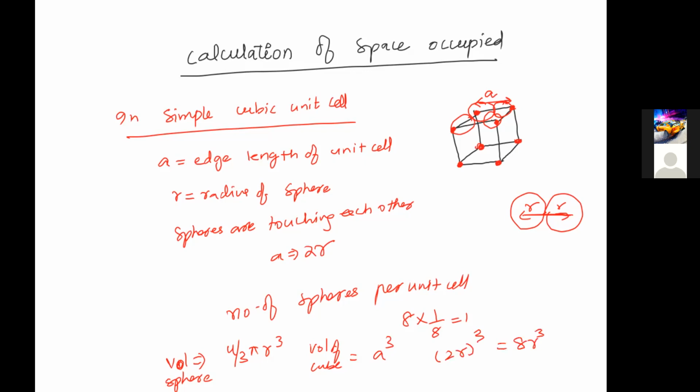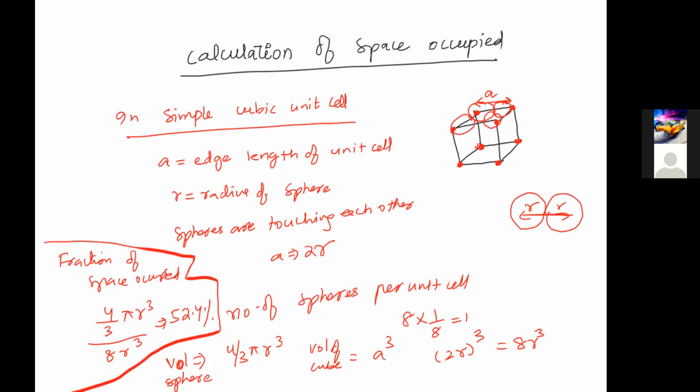Okay. So the fraction of space occupied is 4 by 3 pi r cube divided by 8r cube. Now you see, everywhere we are calculating it and getting the value as 52.4 percent. You'll get 0.524, but for the percentage I'll multiply with 100 now.